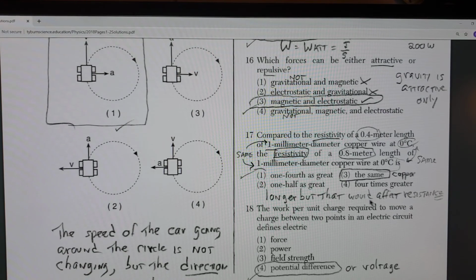But this dog doesn't give up, does he? That would be resistance if we were looking at a circuit.